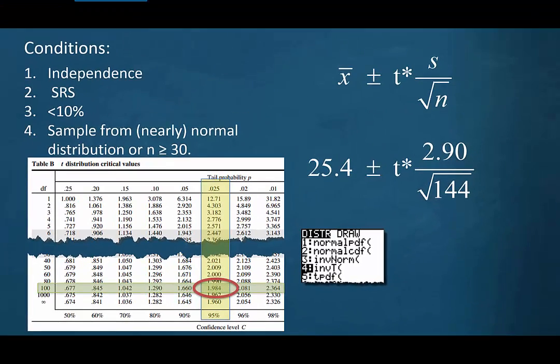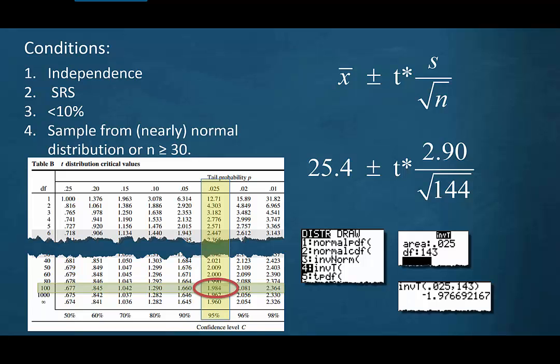If we use the calculator, press the distribution menu and go to inverse t. If you have a TI-83, you won't have this feature, so you'll need to use the table. The 84 should have this. We put in our area of 0.025 and degrees of freedom. Remember, degrees of freedom is 144 minus 1. We can do that in our head, right? 143. And you'll get 1.97. We can ignore the negative sign here; we just take the positive part for the test statistic.